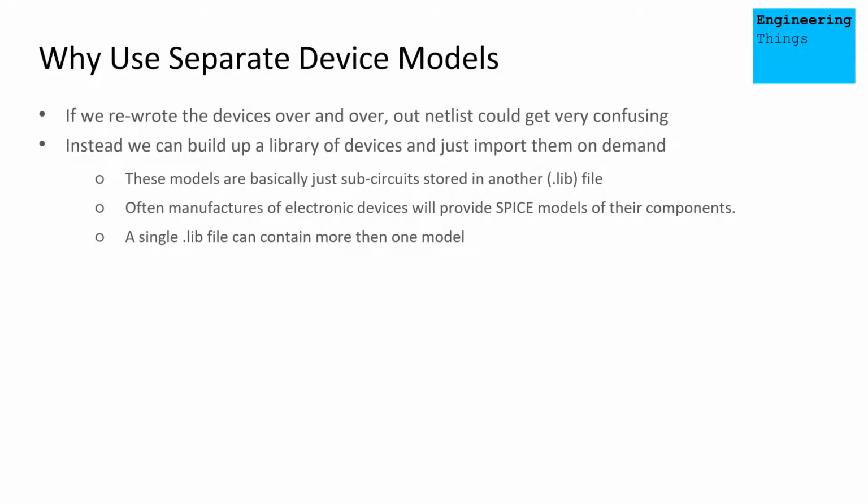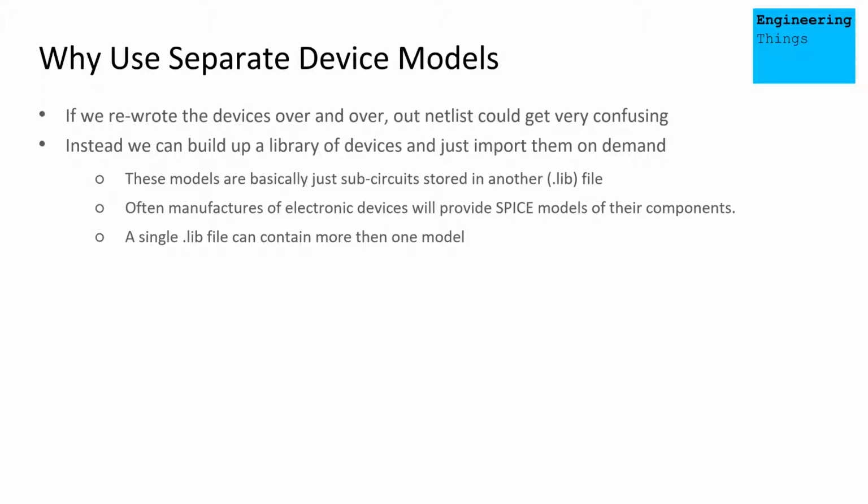So why do we want to have these separate device models and device libraries? Well, if we didn't, you might find that our models would get quite cumbersome. We'd have to define the models every time we want to use them. Our netlist could perhaps get a bit cumbersome and confusing. And there's a much simpler way, and that simpler way is to build up a library of devices and then just import them, and then we can use them from the library. This is how it's commonly done in Spice software.